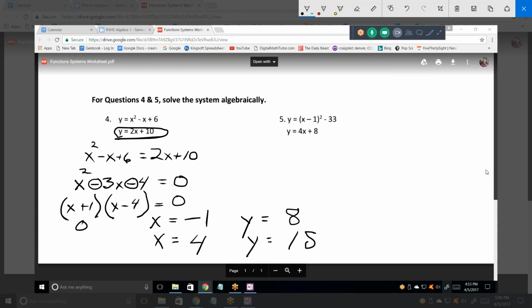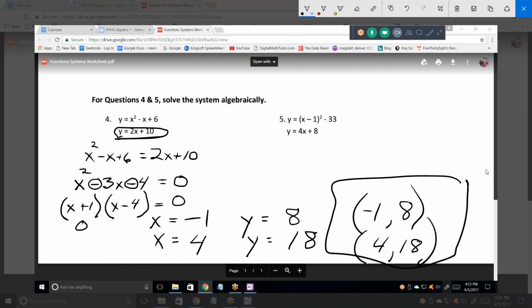Okay. Notice that that math was easier than plugging it into this quadratic. Right? Yeah. That's why I chose the second function. You could have chosen either one. But our solution is now minus 1 comma 8 and 4 comma 18. And that's kind of the way you have to write it. Because it's not just 4 numbers. It's this x and y go together and this x and y go together. Okay. Let's look at the next one.